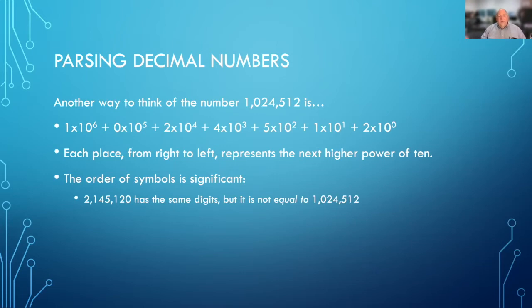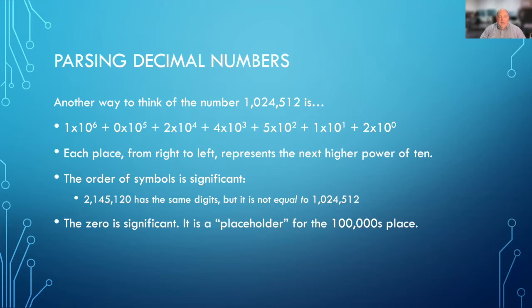Now, the order of symbols is very significant, right? Because 2,145,120 has the exact same digits, but it's not the same thing as 1,024,512. The order of symbols is significant. The places those symbols represent is significant. Now, the 0 has meaning. It's a placeholder in our original number here for the 100,000s place. There are 0 100,000s in this number.